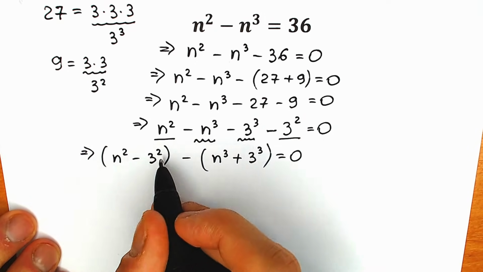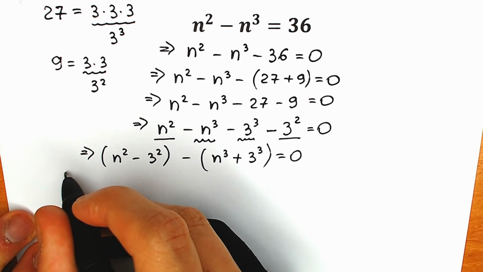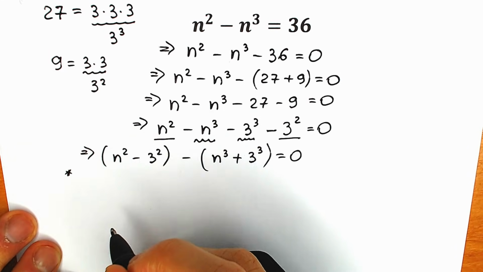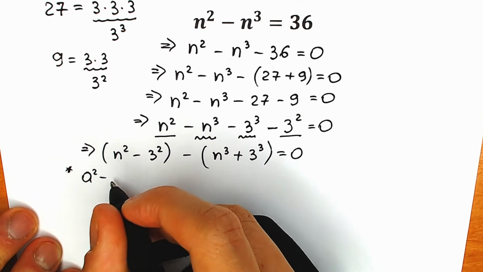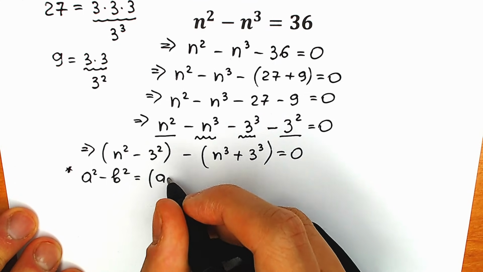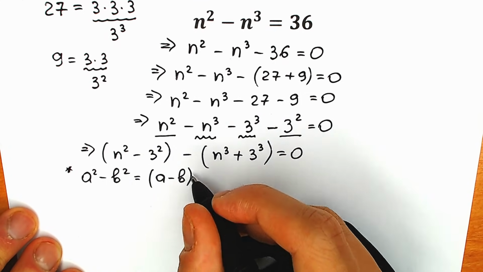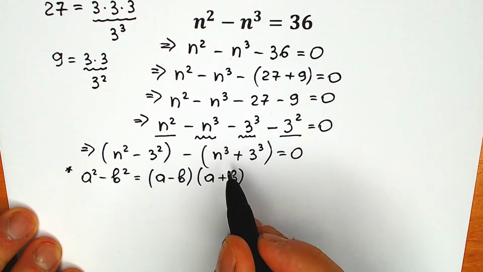Right now, what do we have right here in these parentheses? We have difference of squares, and let's remember this formula. It sounds really familiar. Everyone should know this school formula. So we have a square minus b square. So as a result, we have a minus b times a plus b. Really great.